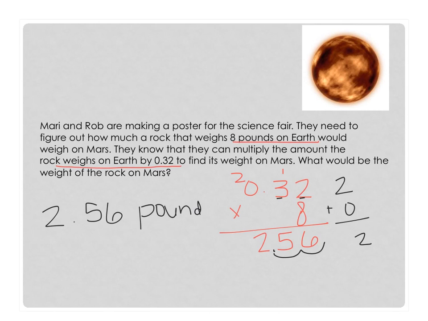Remember how I switched up the factors here? I know in the problem it said 8 first and then 32 hundredths, but I wrote 32 hundredths and then 8. Can you remember which property says that it's okay to do that? If you said the commutative property of multiplication, you are absolutely right.